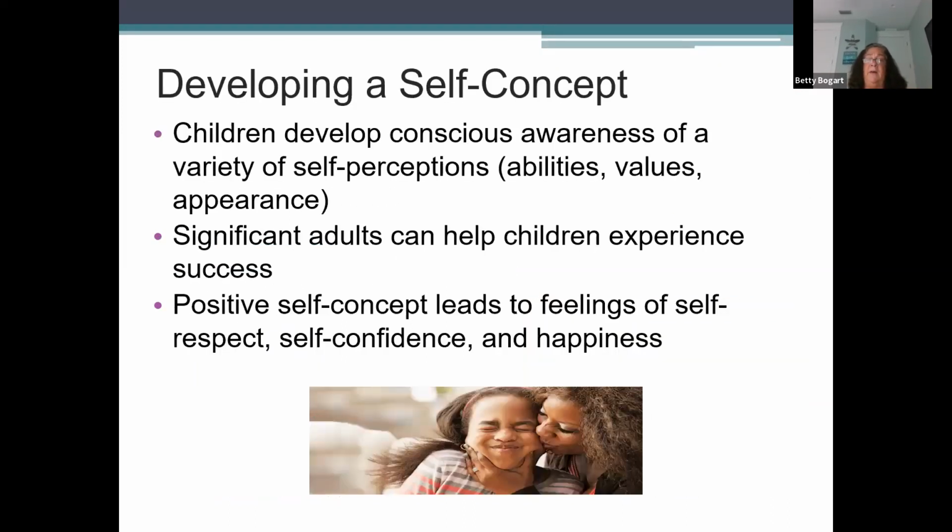Their self-concept, they're starting to understand what they're good at. They're starting to understand what they look like. Girls will want bows in their hair and boys are going to want cool clothes or cool sneakers to wear. They're aware of this. They're also aware that other children have glasses or braces or curly hair or freckles. They're understanding all of that.